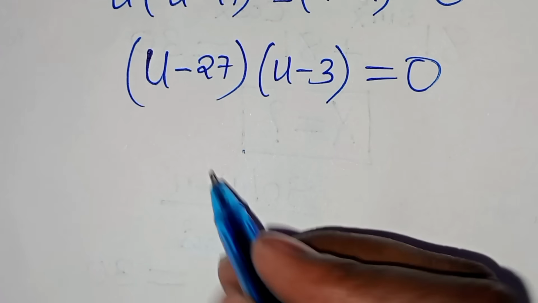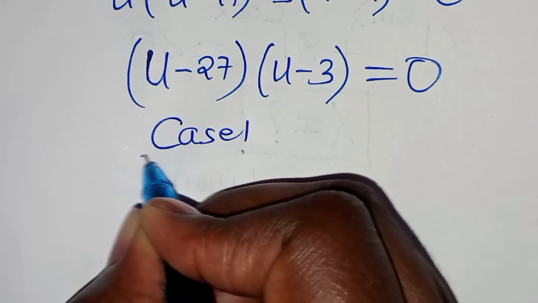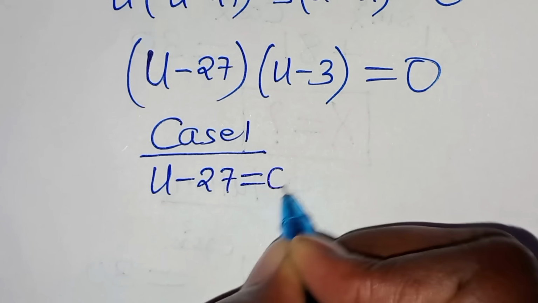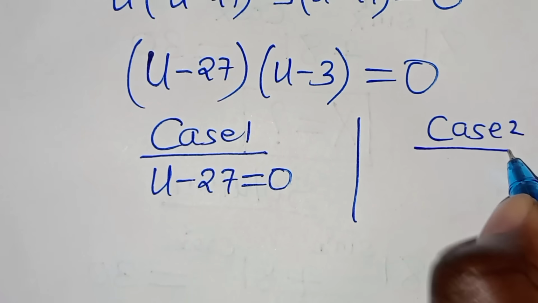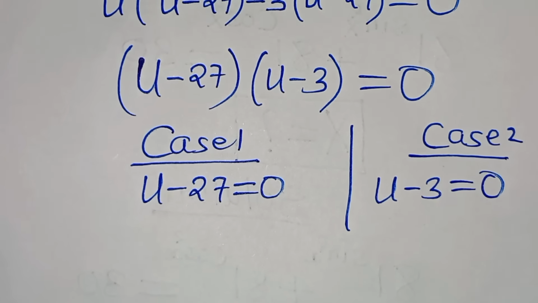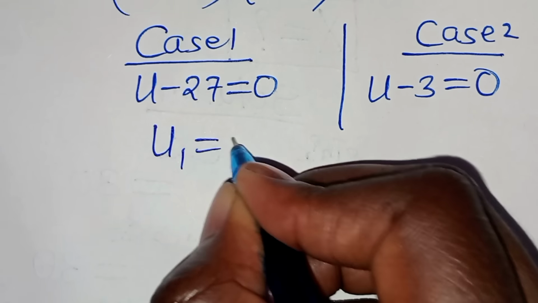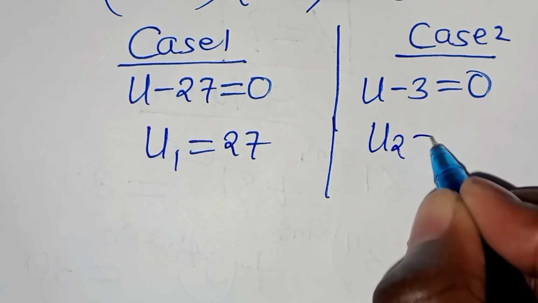So we have got two cases here. We have case 1, u minus 27 equal to 0. And in case 2, we have u minus 3 equal to 0. So we have u1 equal to 27. And we have u2 equal to 3.